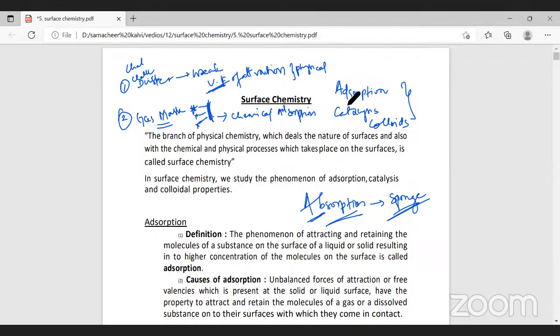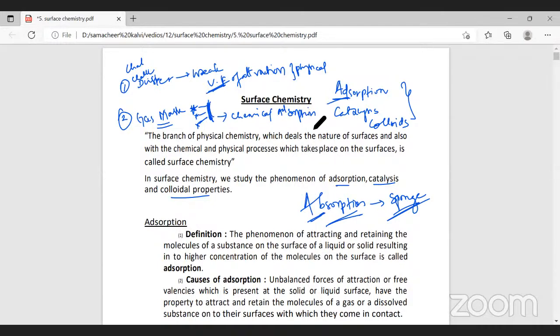In surface chemistry, we'll be talking with respect to adsorption. In the case of the chalk and duster, the chalk particle does not enter the duster. Likewise, the poisonous gas does not enter the gas mask. So it happens only between the surfaces. Therefore, it is called a surface phenomenon. Adsorption is an example of a surface phenomenon. So in surface chemistry, we study the phenomenon of adsorption, catalysis, and colloidal particles, as I told you at the beginning. So you clearly understand the difference between absorption and adsorption.